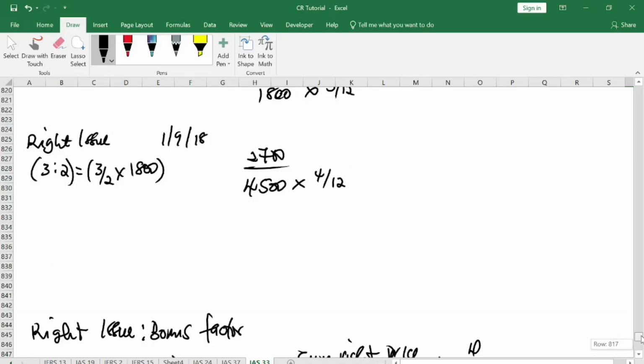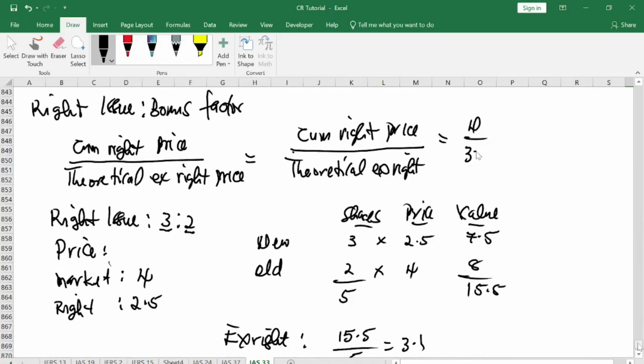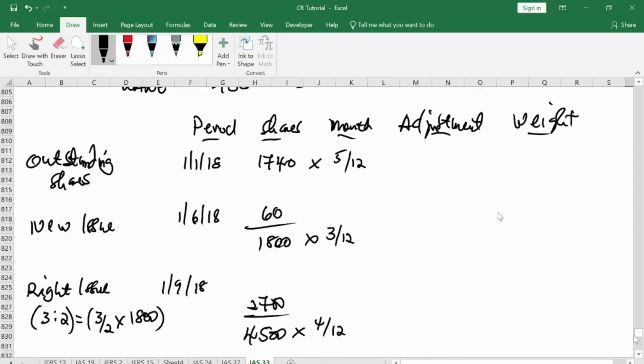So if you know your ex-rights price, that will be 3.5, 3.1. Now we know our bonus fraction. We will adjust it against the outstanding shares prior to the bonus or rights issue. So you have 4 over 3.1. We will not adjust it here, because it has to be up to the outstanding before the rights issue. So, no adjustment.